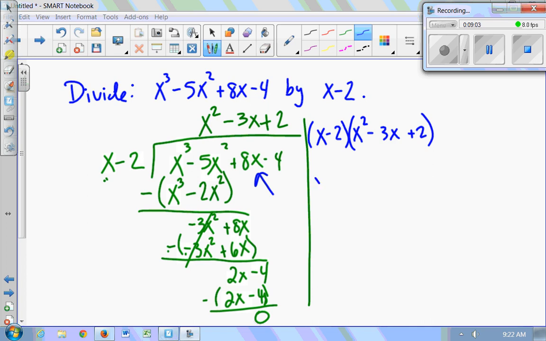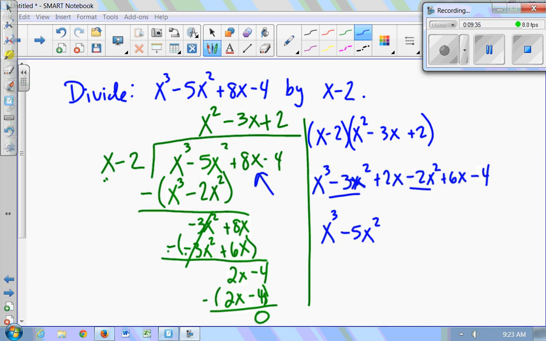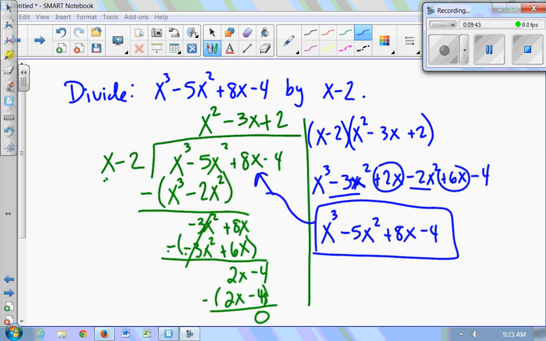So x times x squared is x cubed. X times negative 3x is negative 3x squared. And x times 2 is 2x. So I distributed the x to every term, and then you distribute the negative 2 to every term, and you have negative 2x squared plus 6x minus 4. And then combine your like terms. So I have x cubed. For squareds, I have this one and this one, so that's negative 5x squared. And then for x's, I've got a 2x and a 6x, so that's plus 8x minus 4. That's my original dividend.